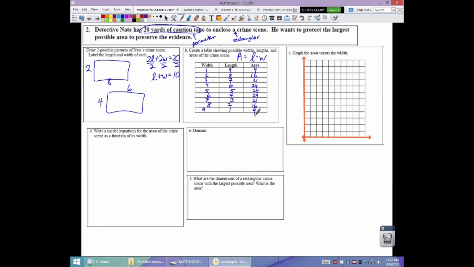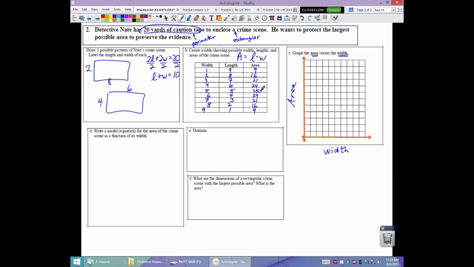Again, these are not the only possibilities. These are the integer possibilities. So we're going to graph, and we need to pay attention here. It's area versus width. All right? So we'll record our width as our x value and our area for the y value. Now, the greatest possible area in my table here is 25.